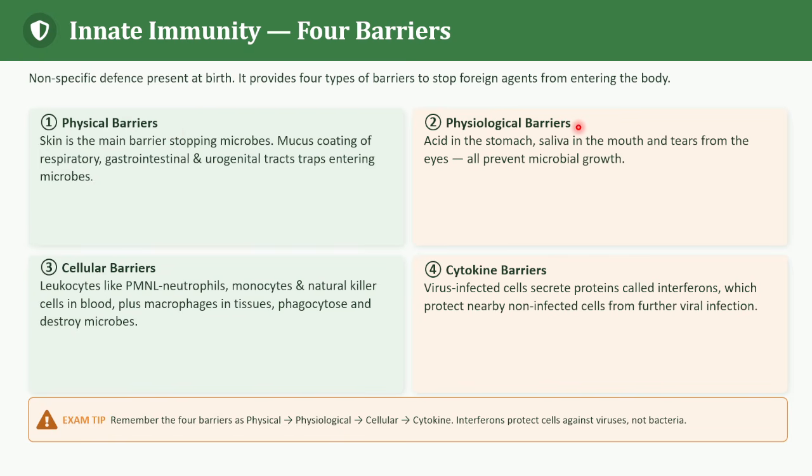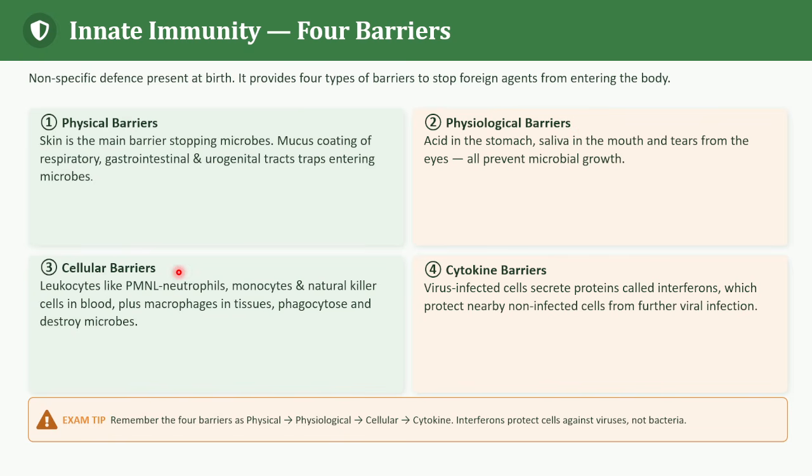And next one is the physiological barrier. Suppose some microorganisms manage to enter and now they face another problem. You already know that we have acid in our stomach. Along with the saliva and tears, it helps to prevent microbial growth. These are called the physiological barrier.